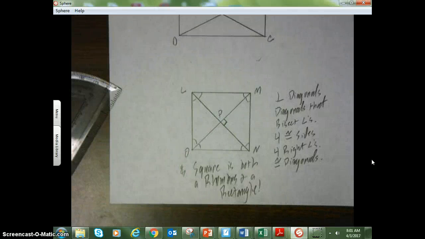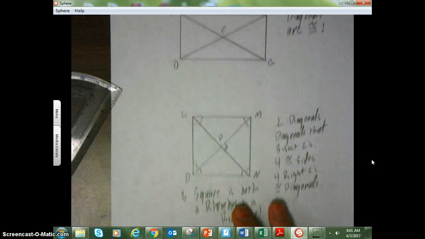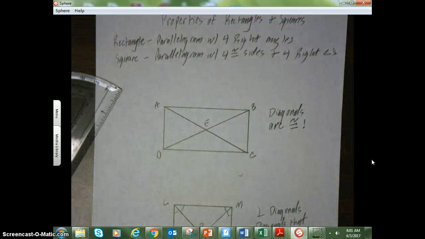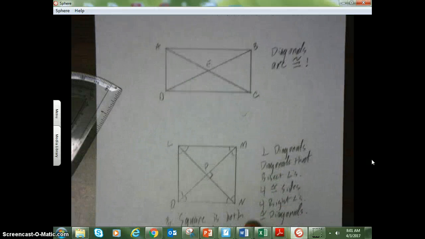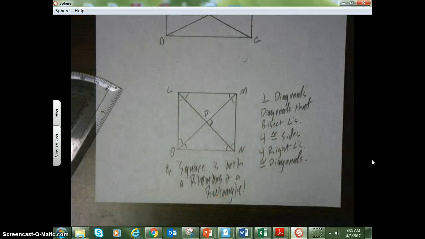Now that doesn't mean that every rhombus is a square and that every rectangle is a square, but it does mean that every square is a rhombus and every square is a rectangle. So those are the characteristics that we're looking at for rectangles and squares. A rectangle is a parallelogram that has four right angles and congruent diagonals, and a square is a parallelogram that has everything that a rhombus and everything that a rectangle has, and everything that a parallelogram has.